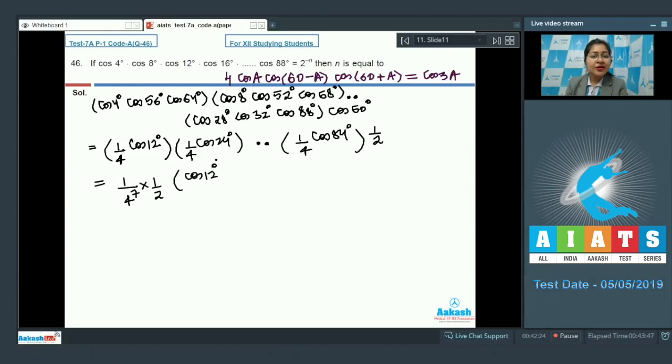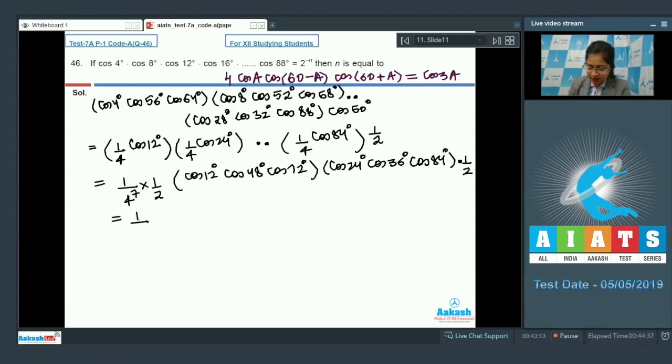So again, accumulating these terms, we can write it as cos of 48 degrees into cos of 72 degrees, multiplied with cos 24 degrees, cos 36 degrees, multiplied with cos of 84 degrees, into 1 by 2 again for cos 60 degrees.